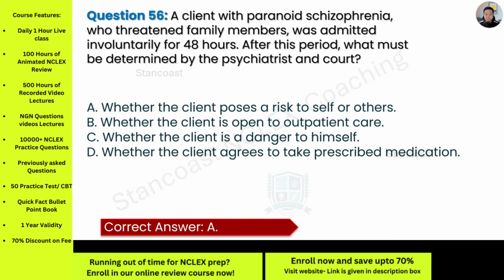If you select letter C, self-harm is a component of the evaluation, but it does not address the harm to others. Letter D, another incorrect option. The medication compliance is not the determining factor for continued admission. So your strategy here is to focus on the safety as the overriding concern in cases involving violence. And you got to select the most comprehensive choice.